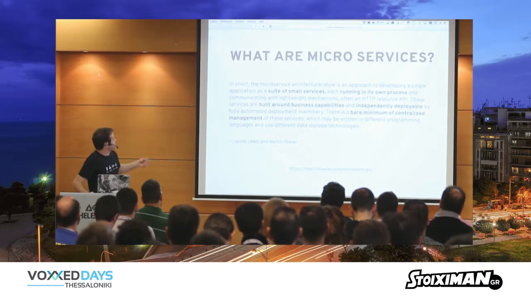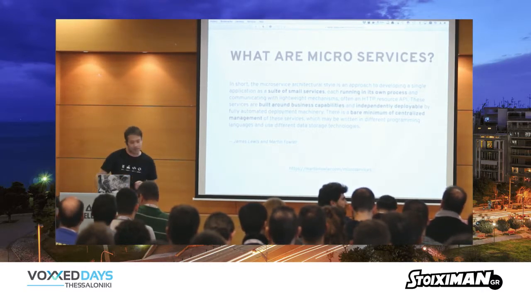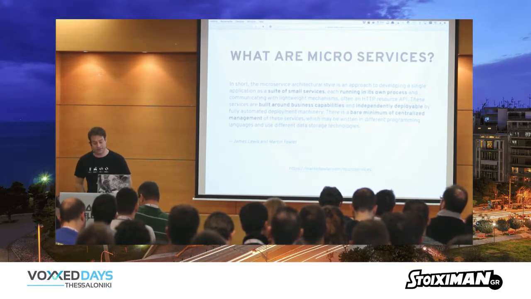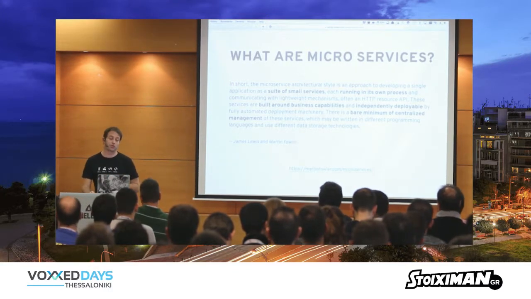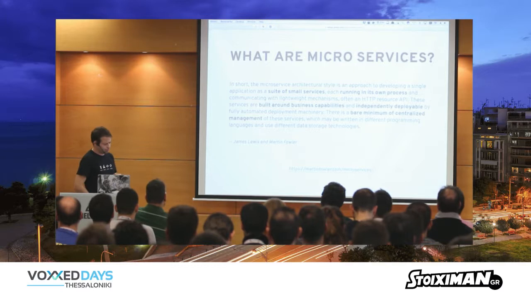Moving on, these process services are communicating in a lightweight mechanism, for example, via REST. This is exactly what this demo, the Coolster application, did. All the services just talk REST to each other. They are built around business capabilities.